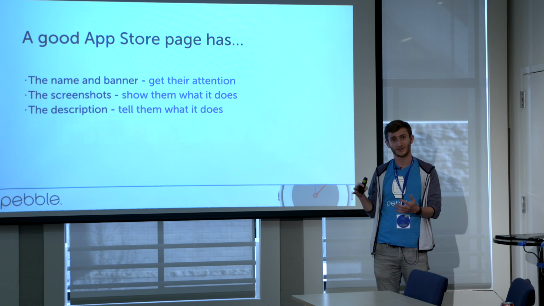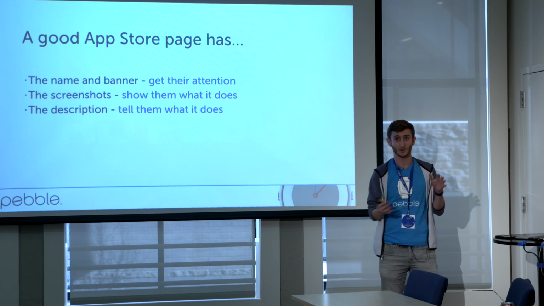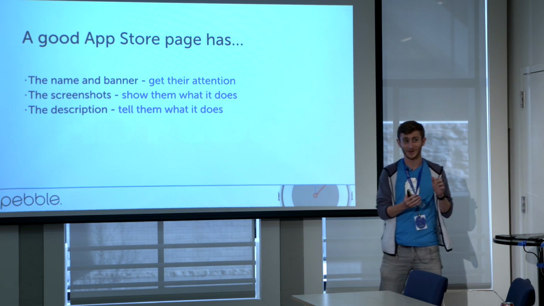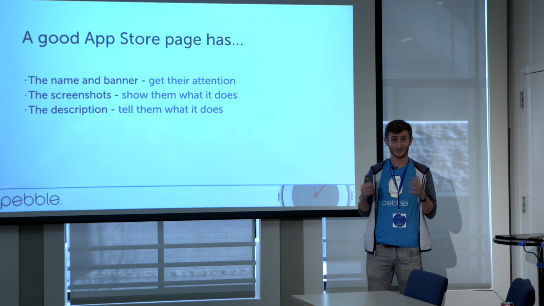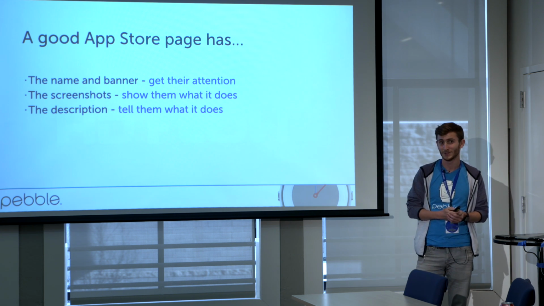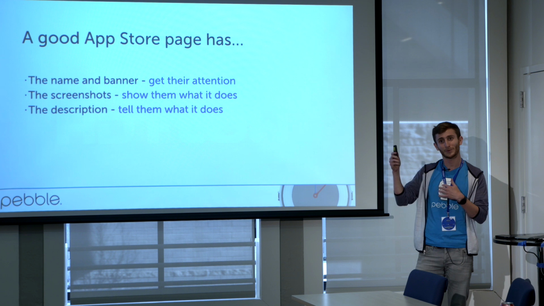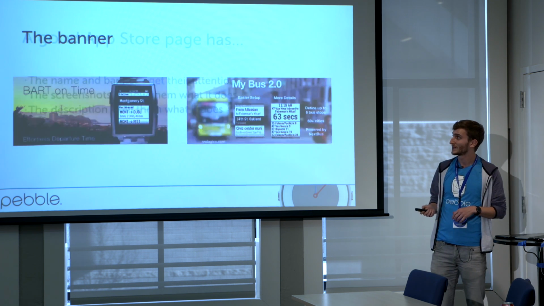And I think oftentimes people who publish apps will try to do all of those in one of those. So a name that explains everything that the app does and is super long, or a banner that tries to show exactly everything the app does. So I think separating these into their explicit purposes is good.